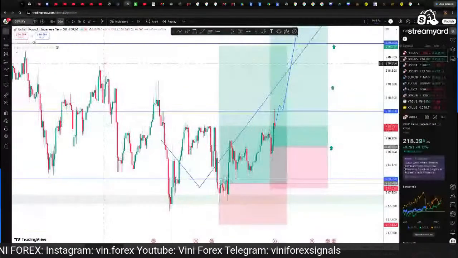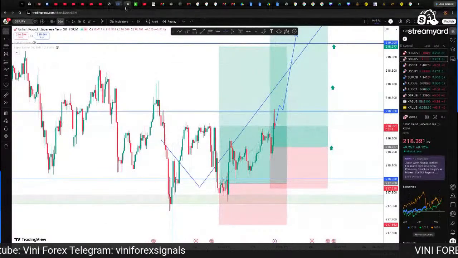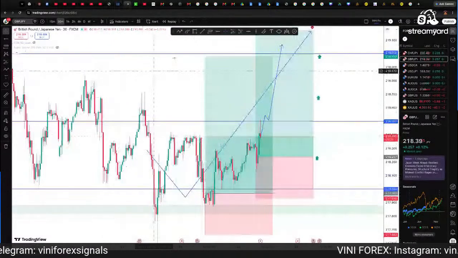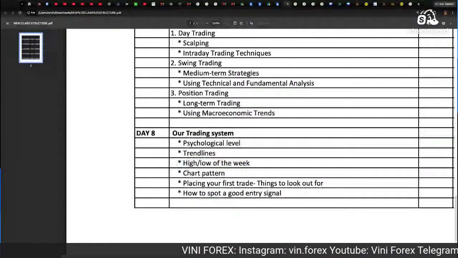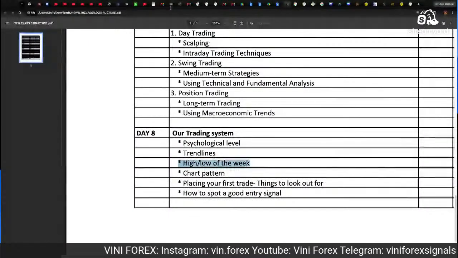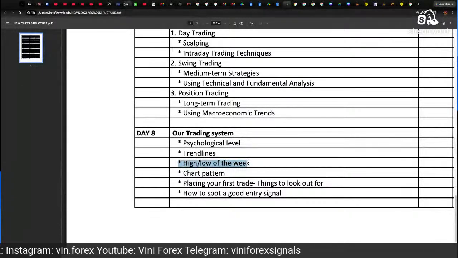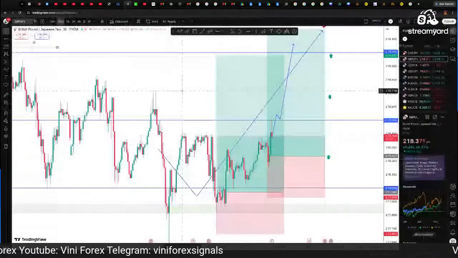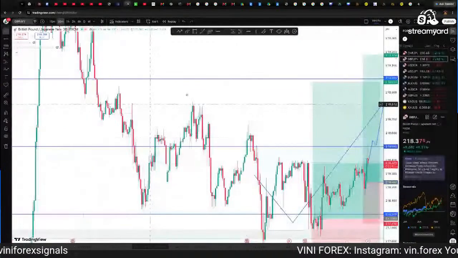Okay, so going back to the chart. This is the chart. Going back to our learning timetable: high and low of the week. Our class today, we stop here. High and low of the week.